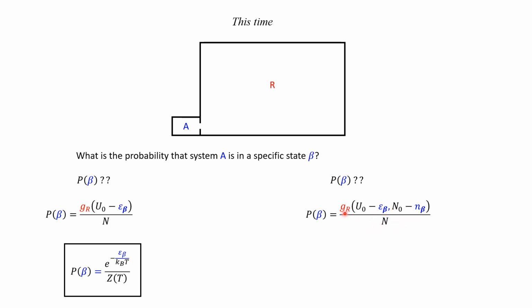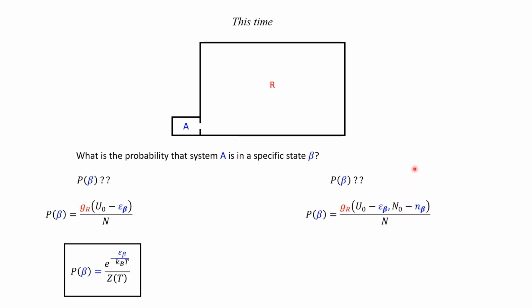And again, the number of times state beta appears in the list is the number of states of the reservoir having the complementary energy, and now also the complementary number of particles. So N naught is the total number of particles, the number of particles of the total system, and N beta is the number of particles in the state beta.